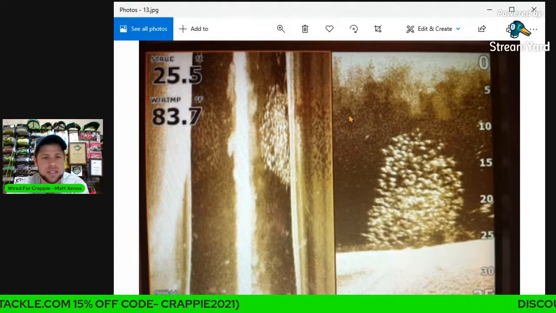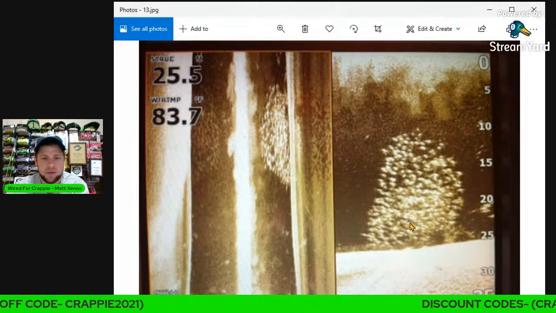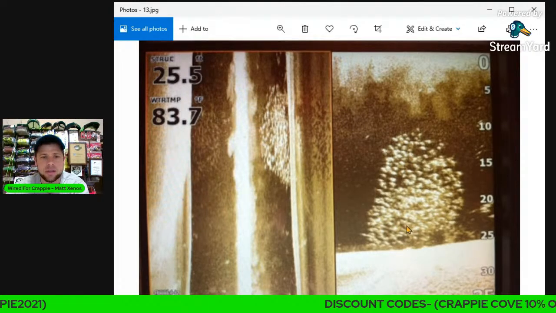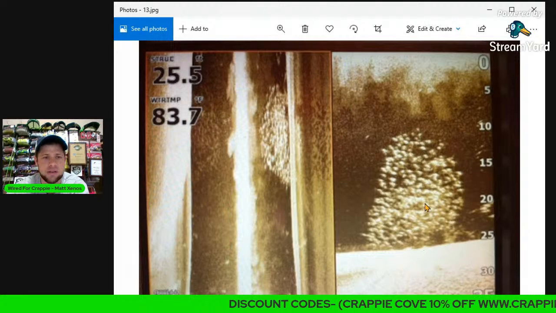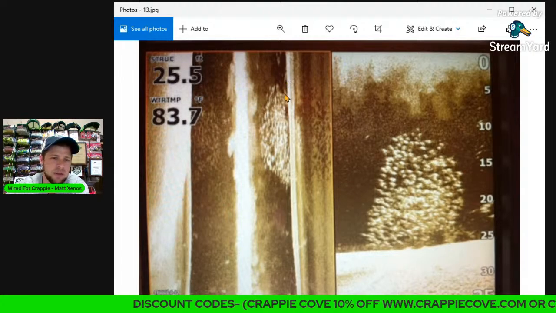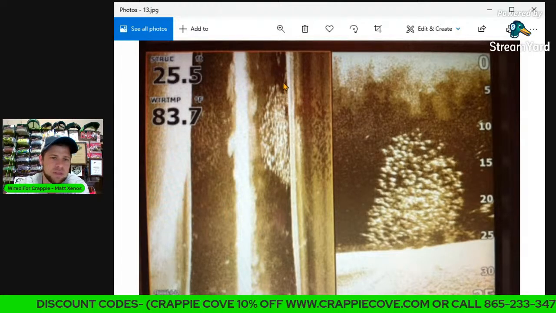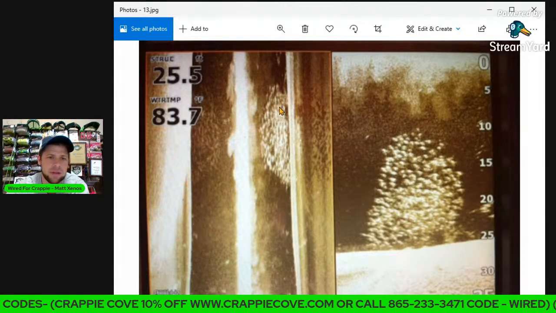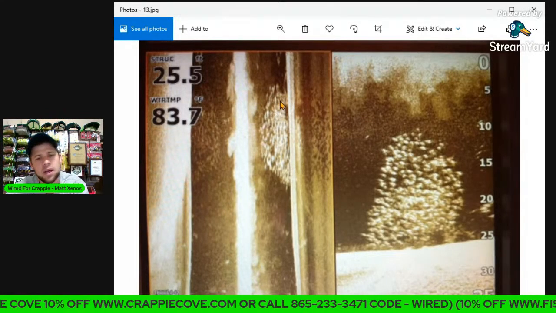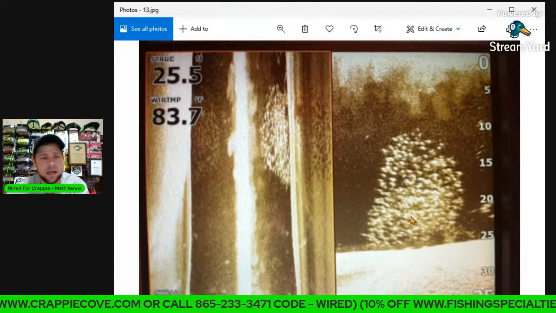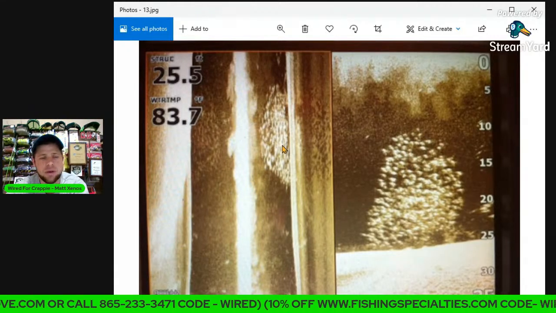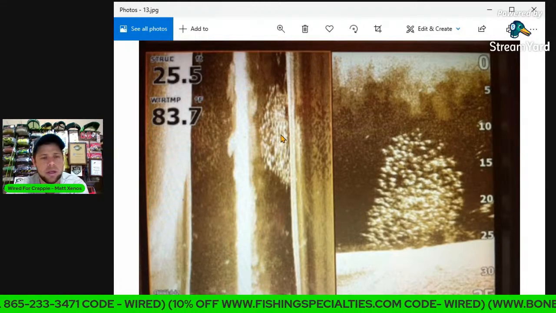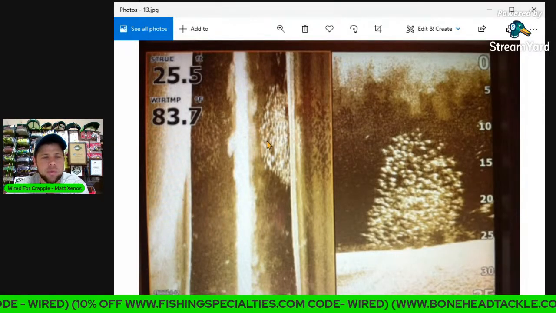Again, side imaging on this side, down imaging here. Fish are stacked vertically on this structure. There is a piece of structure in there. You just can't see it very well, but you can see a little piece of it right here. See a little limb there, but there is a little piece of structure in there, and there is fish stacked on it vertically, okay? Fish are a little bit to the right of the boat, which we talked about earlier, probably about 8 feet to the right of the boat.